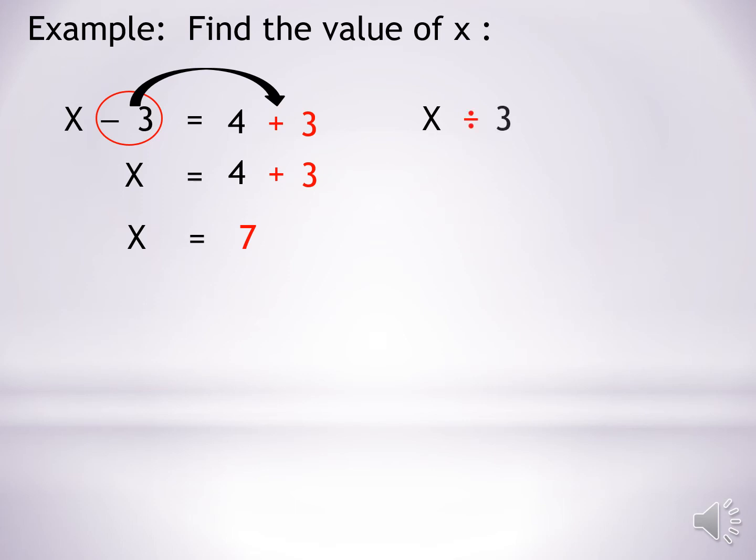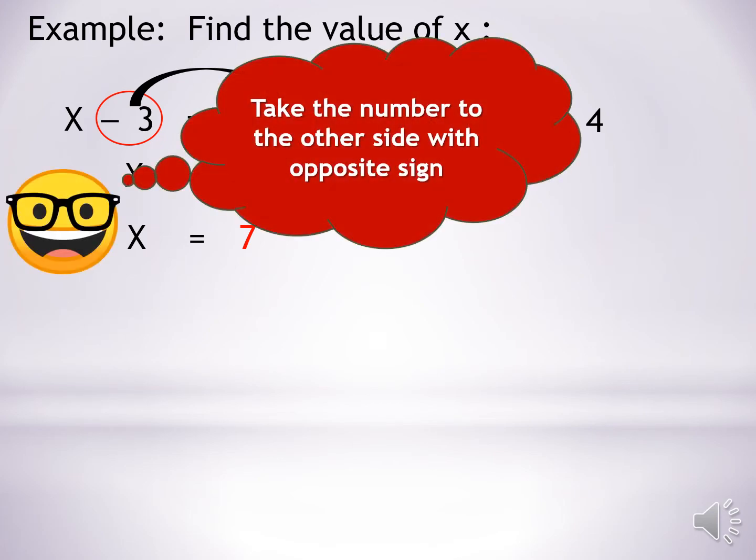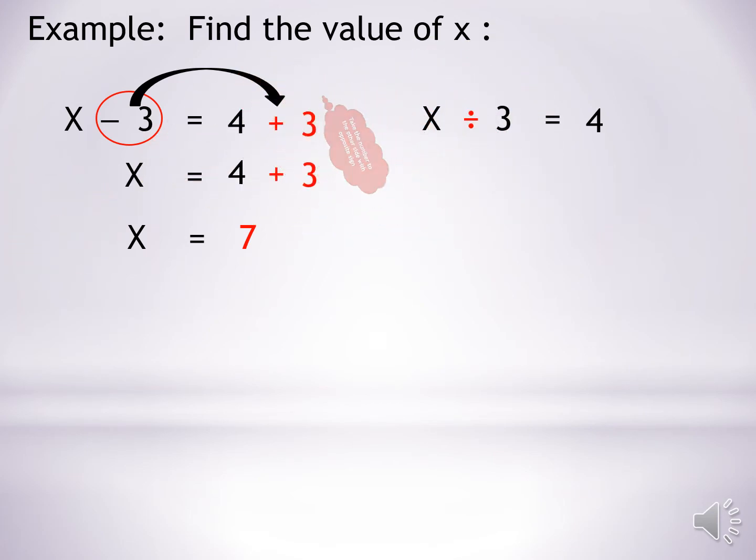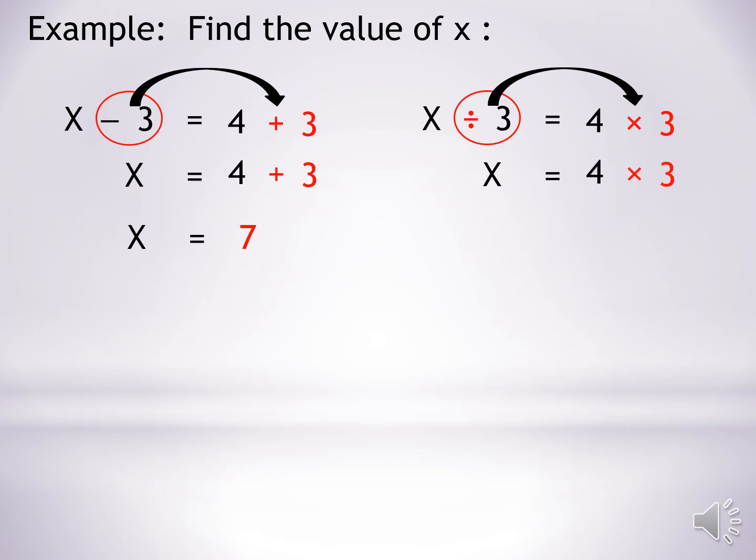Another example, x divided by 3 equals 4. Again, take the number to the other side with the opposite sign. So I will circle my number, send it to the other side with the opposite sign. The opposite of division is multiplication. So multiply by 3. So x equals 4 times 3. 4 times 3 equals 12. So x equals 12.